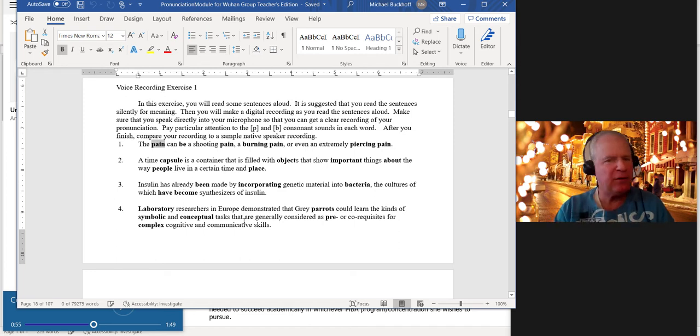Right? That's a very long sentence, very difficult to read. So the tip is, generally, it's a good idea to pause right before those dependent clauses. You see that? So you would say, laboratory researchers in Europe demonstrated, you don't want to say demonstrated that and then pause. You don't want to break up the subordinating conjunction from the subject and the verb there.